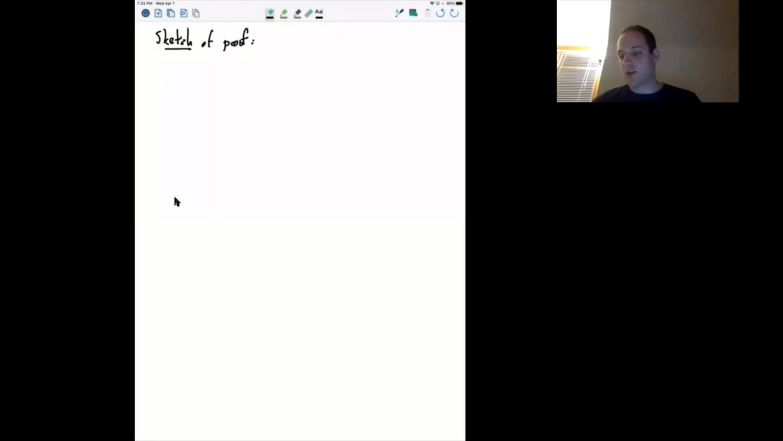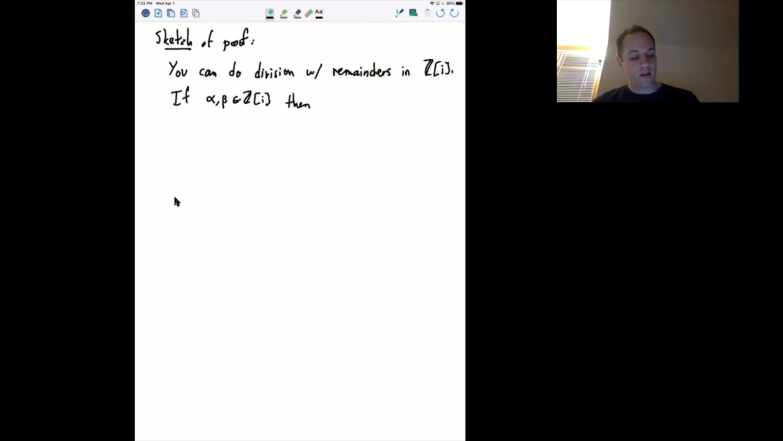You basically need to show that you can do long division in Zi. So you can do division with remainders in Zi. More precisely, if you have some alpha and beta in Zi, then there exists a quotient Q and a remainder R in Zi, such that alpha is equal to beta times Q plus R.